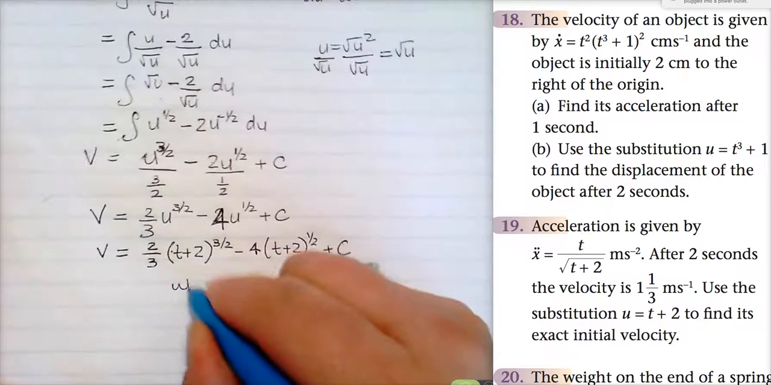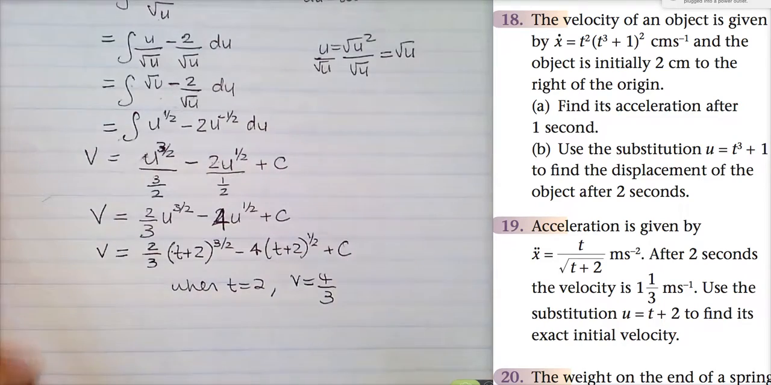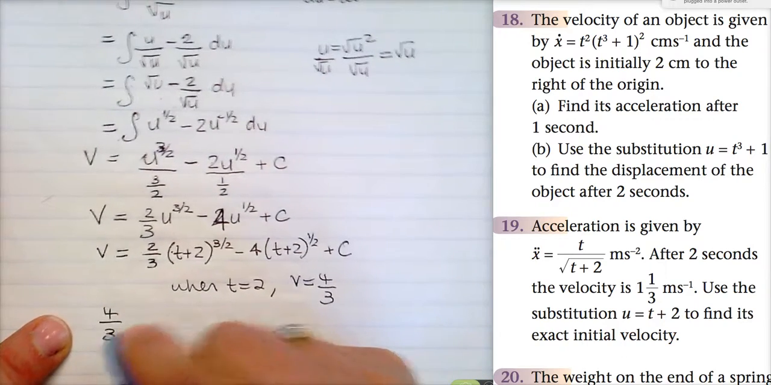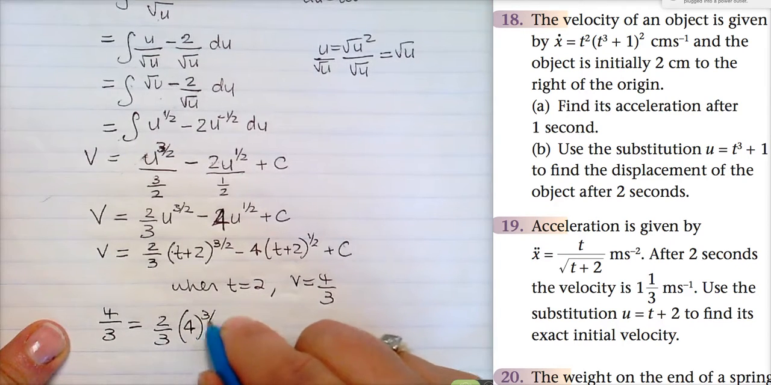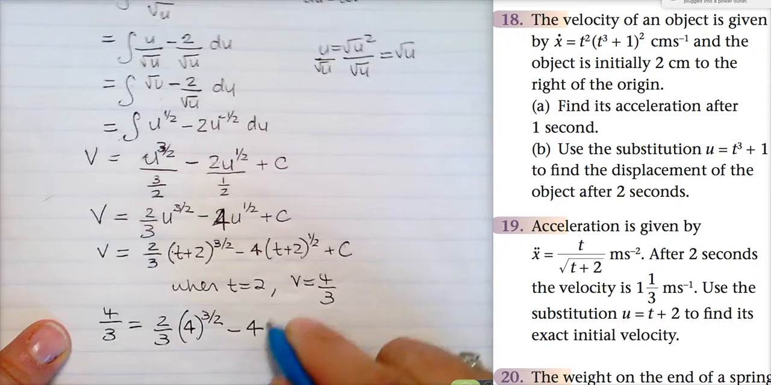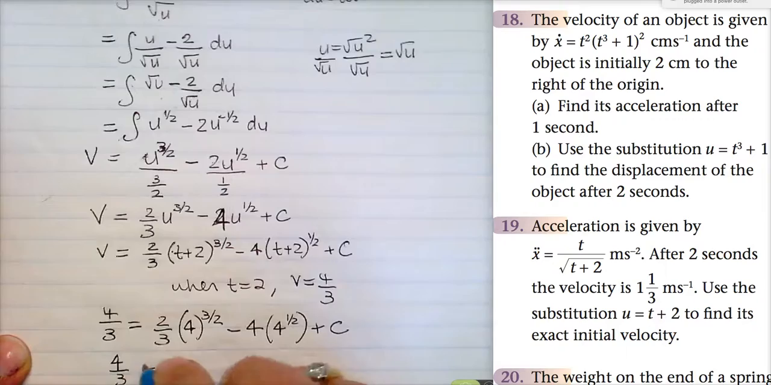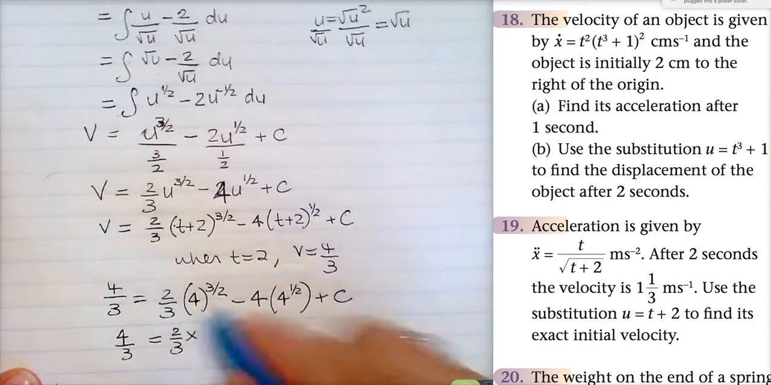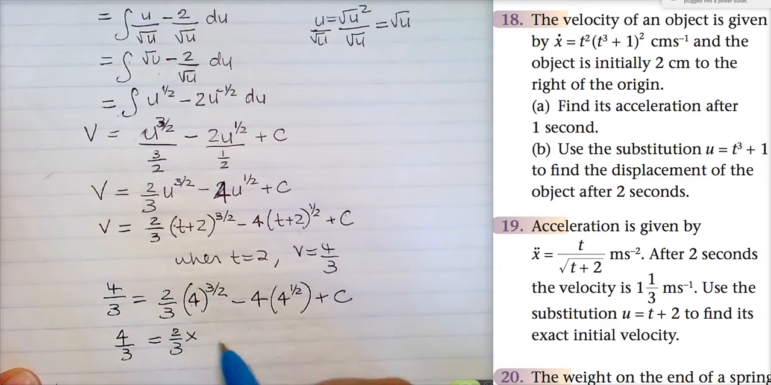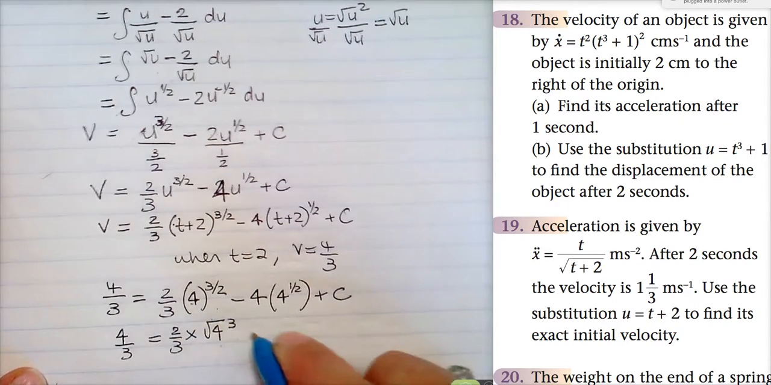Now, when t equals 2, v is 4 on 3. So let's put that in. 4 on 3 equals 2/3 times 4 to the power of 3 on 2 minus 4 times 4 to the half plus c. Now, girls, I prefer that you do this in your head. That's 2/3 times, what's 4 to the power of 3 on 2? Isn't it the square root of 4 cubed?